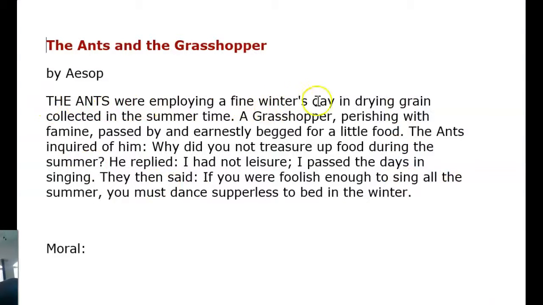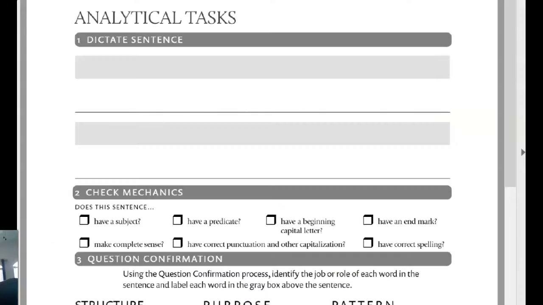The ants were employing a fine winter's day and drying grain collected in the summertime. So you'll copy that sentence and write it over here. Yes, you are just going to write it in there, right? And that is valuable in and of itself because you are writing words that you don't normally say. You are seeing how those words are spelled. You're using them correctly in the sentence, right? Lots of value just from copying. We're not going to do a lot of it, but I'm just telling you. Just the dictation is good.